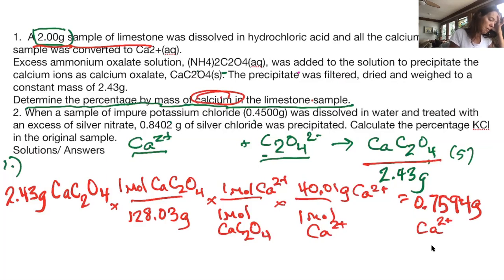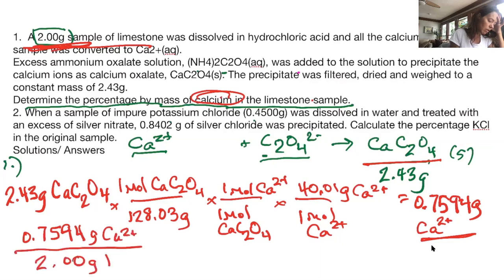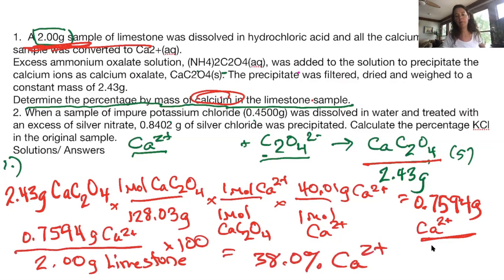Question is, determine the percent by mass of calcium in the limestone. Well, that means there's this much calcium here in our 2-gram sample of the limestone. So if we just divide that, we can get our percentage, 0.759 grams of the calcium in every 2.00 grams of limestone. Leads us to conclude that the percent of calcium in the limestone is 38.0% calcium ion. All right. Okay.